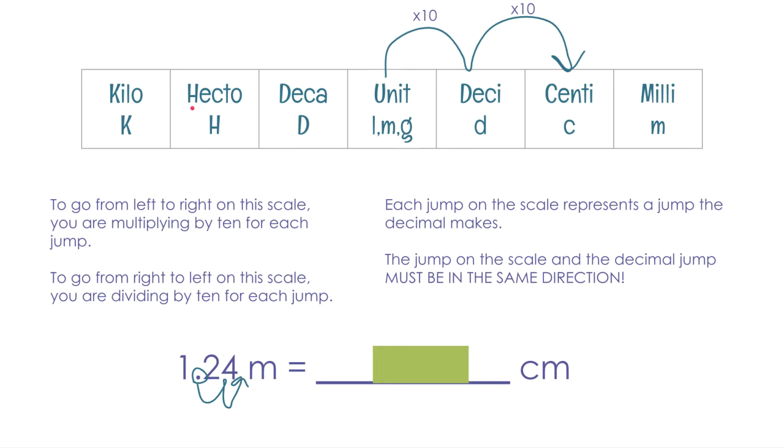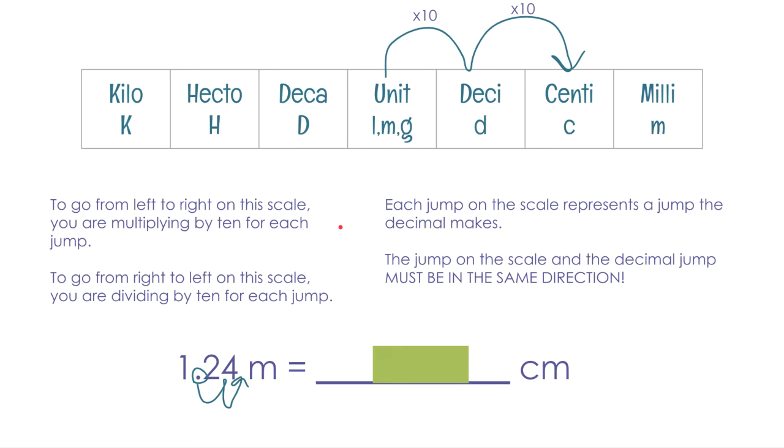I like to do it this way. King Henry drinks unusually delicious chocolate milk. If I go this way, I'm multiplying. If I go this way, I am dividing. And for each jump, it's by 10, just like on the place value chart. Or in the decimal system, it works the same way.